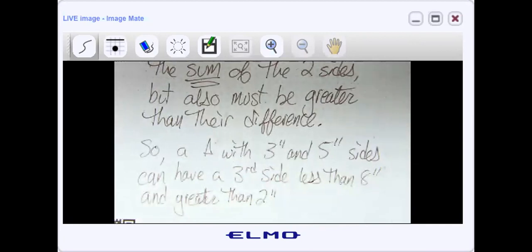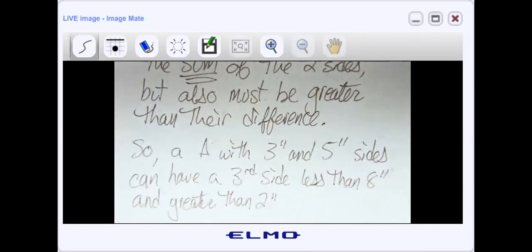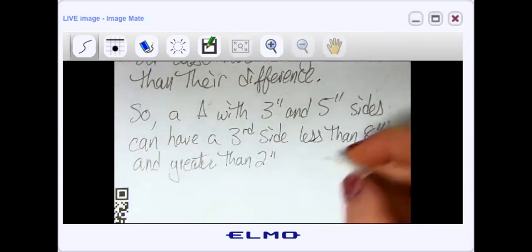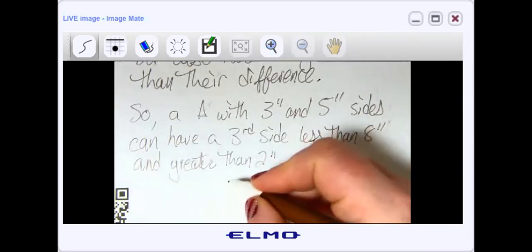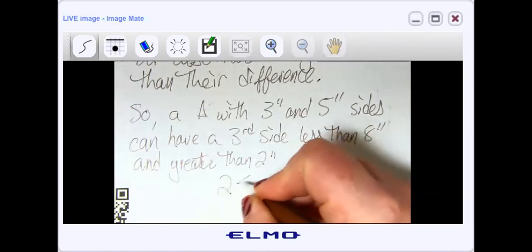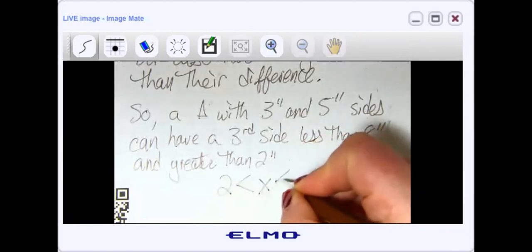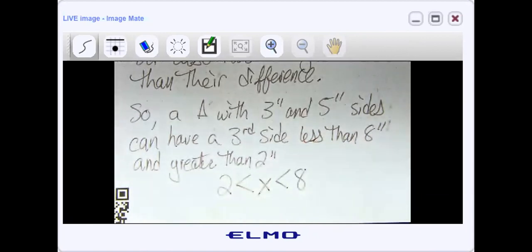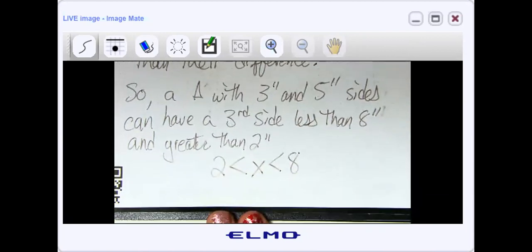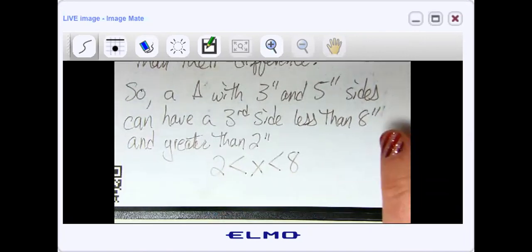So I need less than their sum. So if I add 3 and 5 together, their sum is 8. But then I need to be greater than their difference. The difference of 5 and 3 is 2. So an easy way to write this is as follows. So it's got to be greater than 2. We always start with the smallest number. You got to be greater than 2 and less than 8 at the same time. So we use that inequality notation to set up this range, where x is the length of that third side.